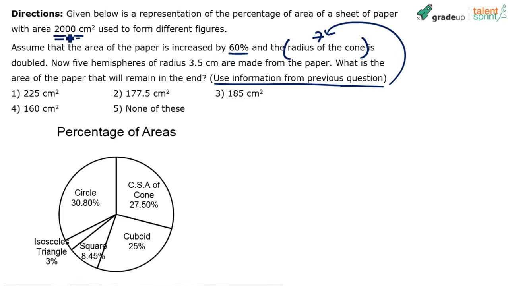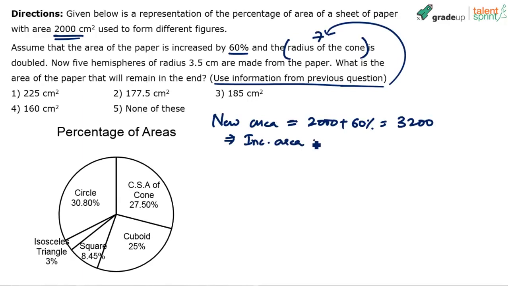Now first step, assume that the area of the paper is increased by 60%. What is the area of the paper? 2000. So new area will be how much? 2000 plus 60%, which is 3200. 60% of 2000 is 1200. So 2000 plus 1200, 3200. Or if you see increment in the area, what is the increment in the area? Increment in the area is 1200. 2000, 60% of 2000, which is 1200.